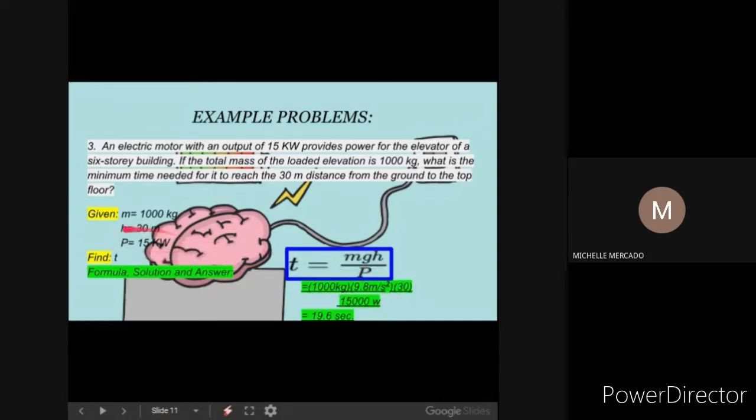So convert again, multiply by 1,000. So the power will be 15,000 watts. Next, so close and open parenthesis, 1,000 kilogram, 9.8 meter per second squared. Then close and open parenthesis again, 30 meter. Divide 15,000 watts. So the answer will be 19.6 seconds.